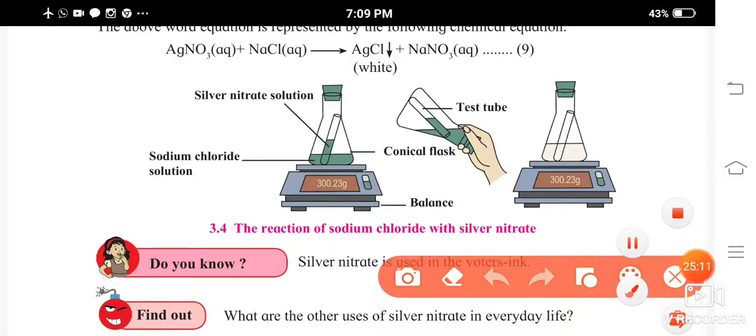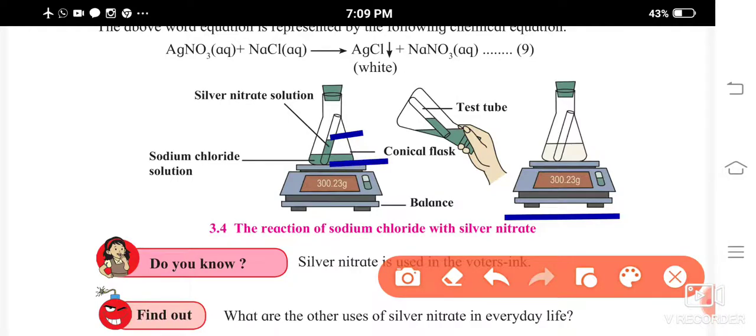You are going to insert the empty test tube in the conical flask, and again you are going to weigh it. Now the reaction has taken place between the silver nitrate solution in the test tube and the sodium chloride solution. So you can see the solution has become colorless over here, right? Yes, so silver chloride, AgCl, has been formed, plus sodium nitrate solution has been formed.